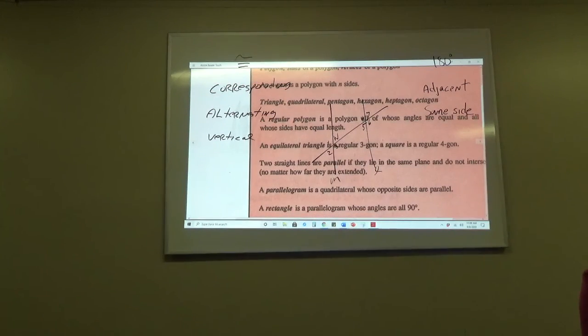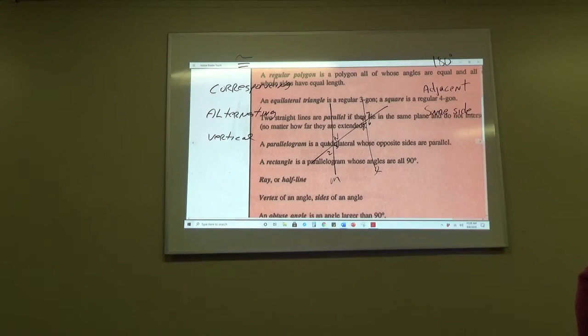You should know triangle, quadrilateral, pentagon is 5, hexagon is 6, then 7, and then 8, and nonagon and decagon are 9 and 10. Regular means all the sides are the same length and all the angles are the same value. An equilateral triangle, you should know that, is a 3-gon. An equilateral triangle would be a regular polygon, yes.